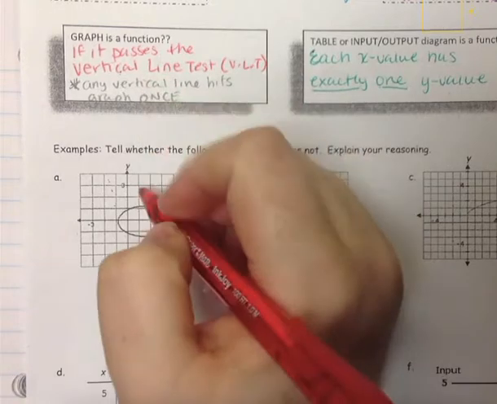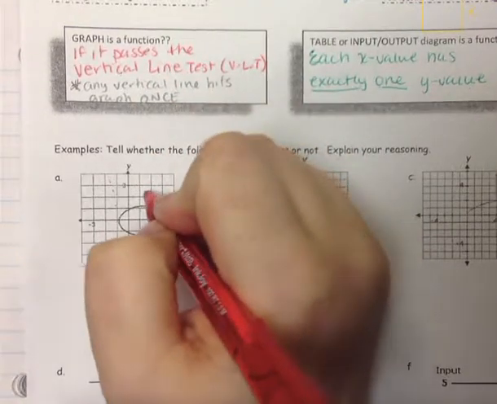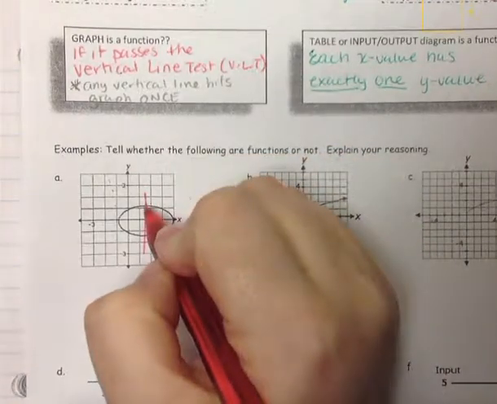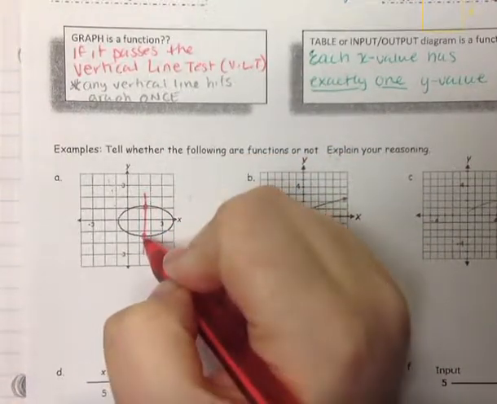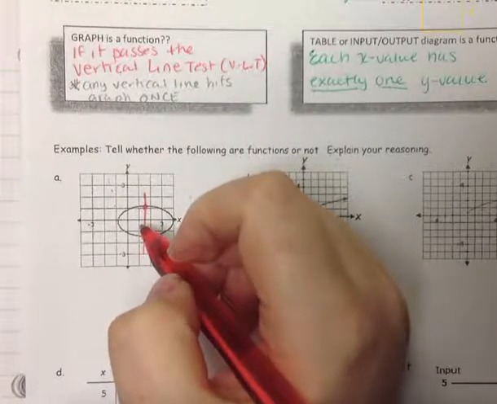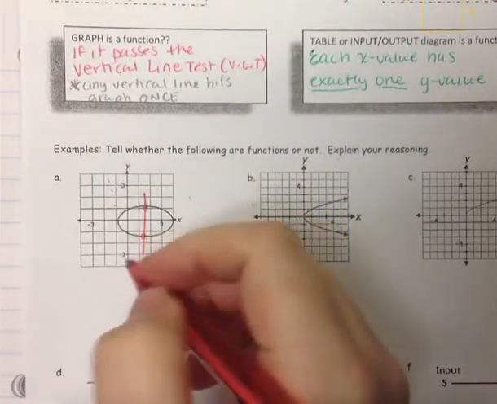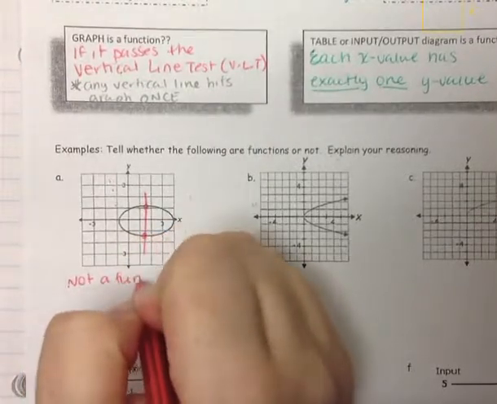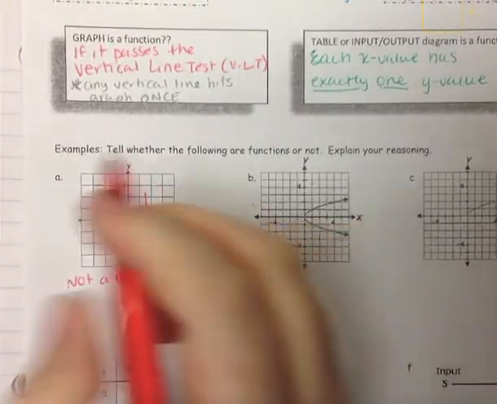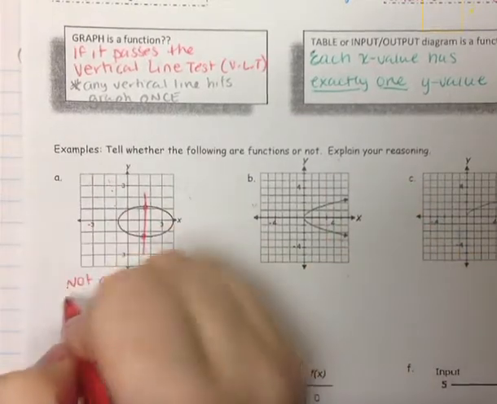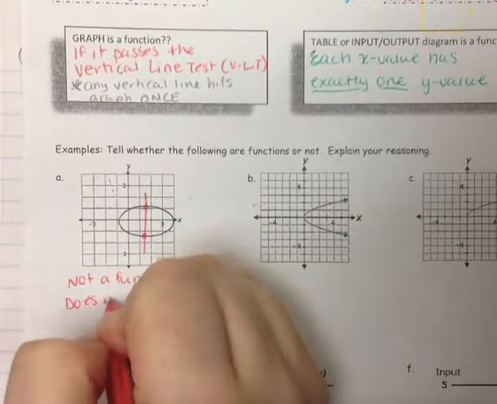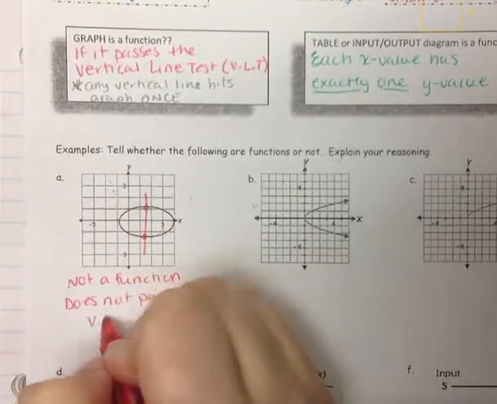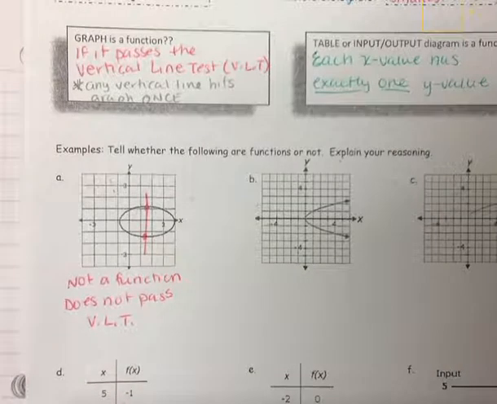It's an oval shape. If I draw a vertical line down here, the vertical line crosses twice on this oval, so that fails the vertical line test. This is not a function. The reasoning for it is it does not pass the VLT. So that's that vertical line test. Does not pass the VLT.